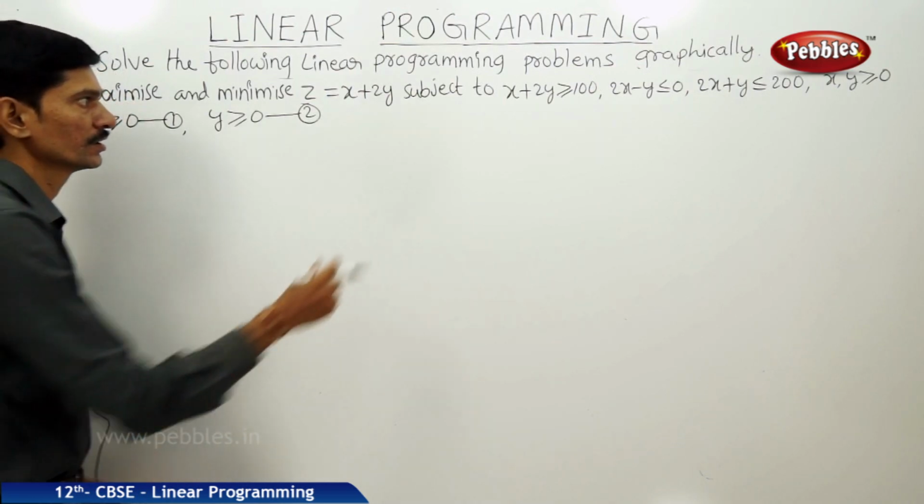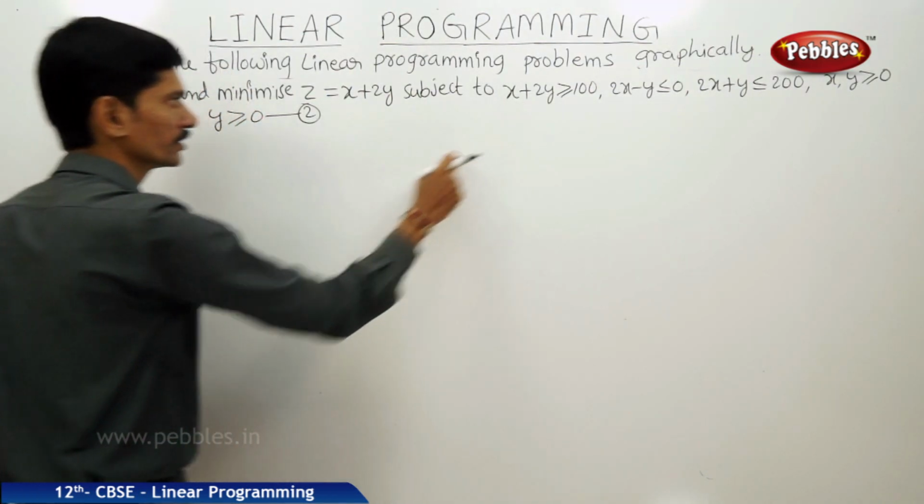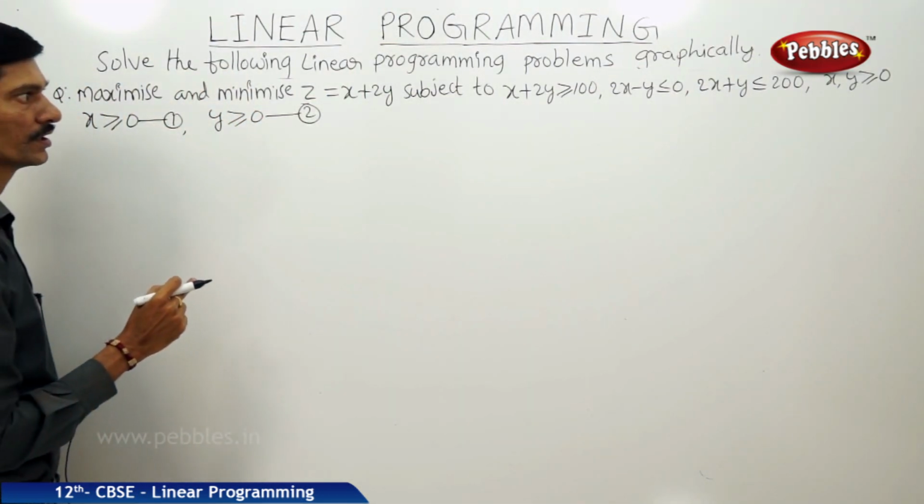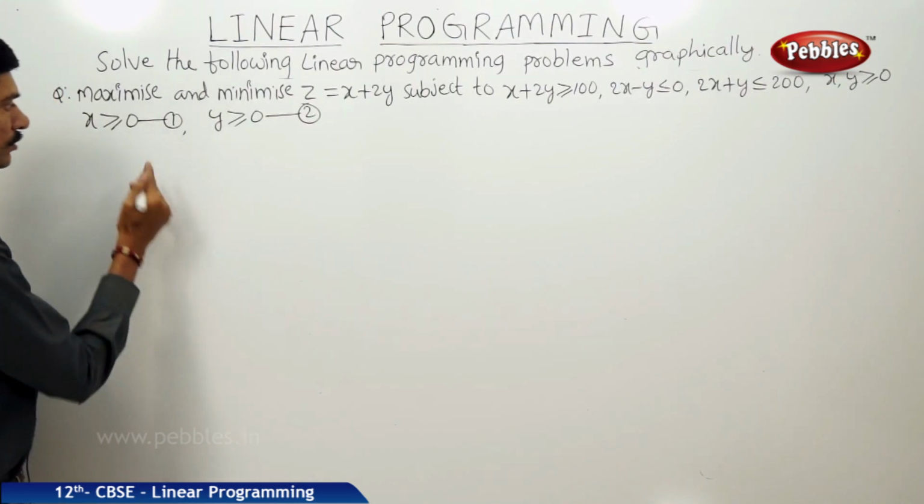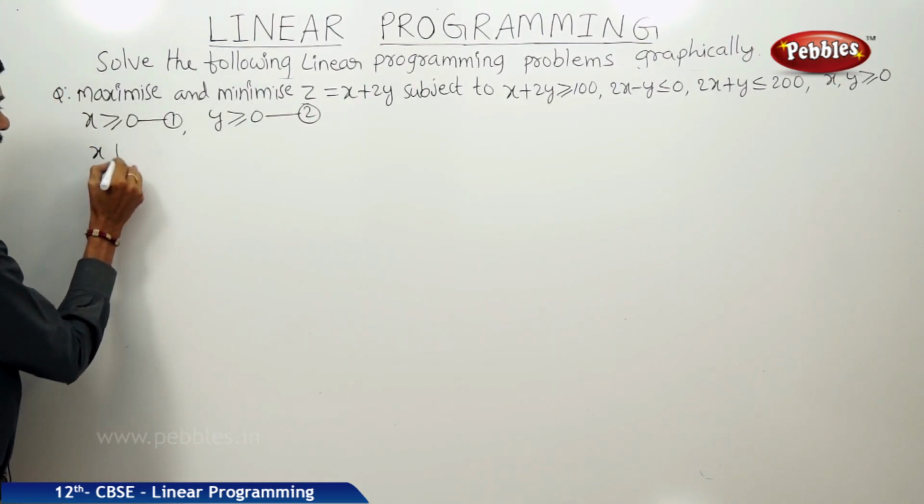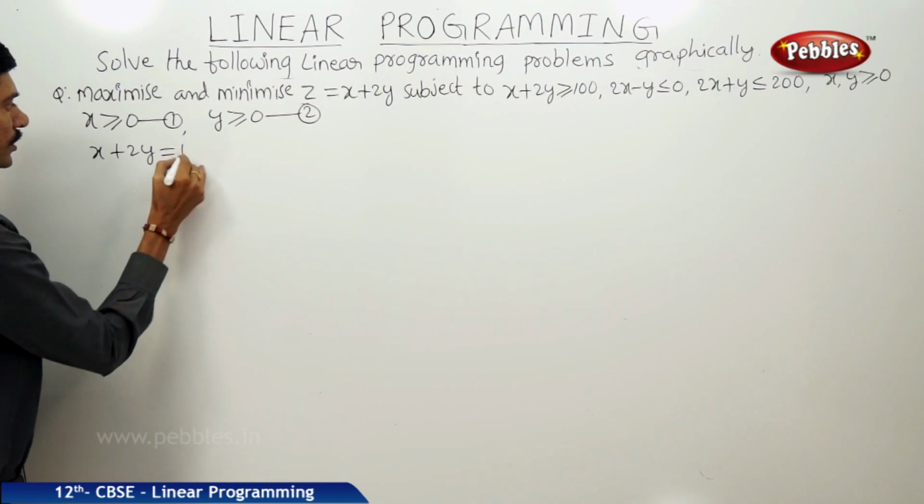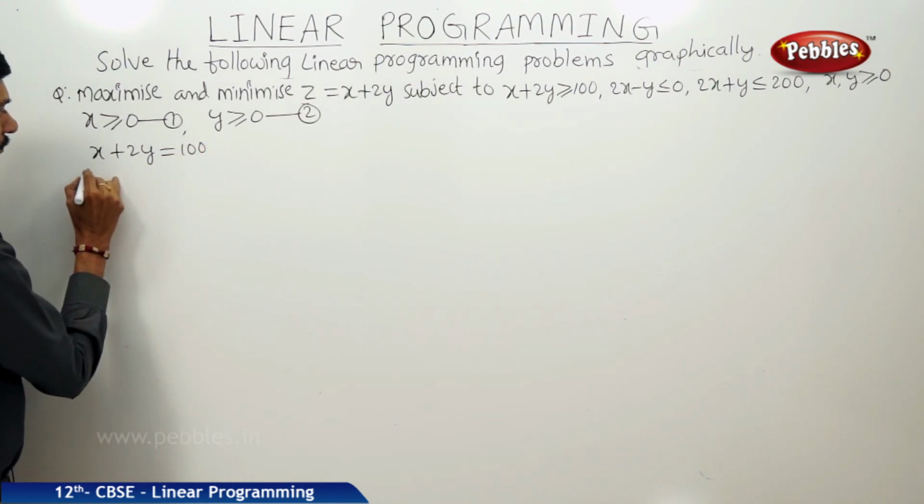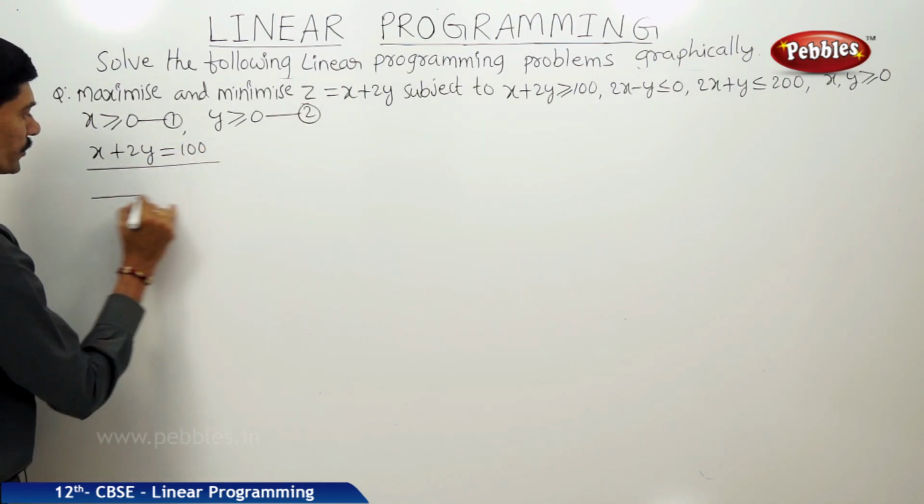So these two inequalities represent the first quadrant of the coordinate plane. Now let us take the first one as a third inequation, that is x plus 2y greater than or equal to 100. So first we will take the equation x plus 2y equal to 100 and we will draw the table of ordered pairs for this.